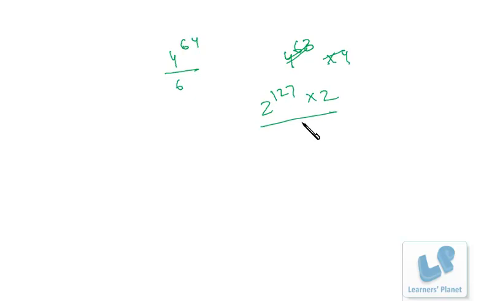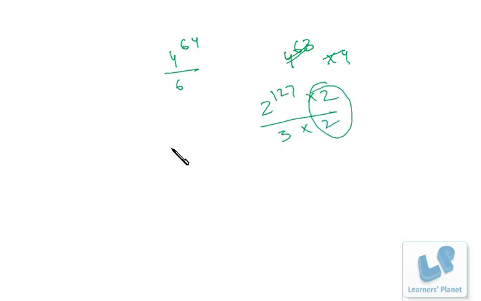4 raised to 64 divided by 6, what will be the remainder? Again, between 4 and 6 we have a common factor, that's 2. So 4 raised to 64, I write 63 into 4, or to make it simple, I write it as 2 raised to 128. So 2 raised to 127 into 2, and 6 is 3 into 2.